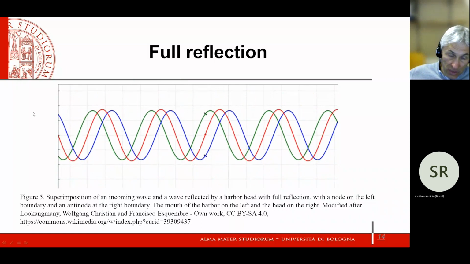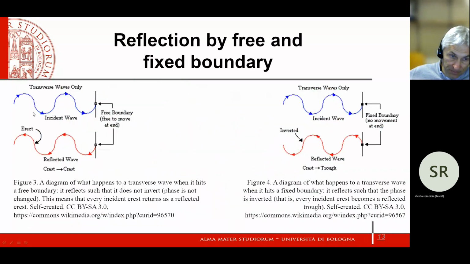And let's look now at the previous figure. Here, you see that there is the case on the left where the boundary is free to move and the wave is reflected with the same phase. So in blue and up you have the incident wave, and in red you have the reflected wave. They have the same phase, meaning that a trough corresponds to a trough, and a crest corresponds to a crest. And this is called a free boundary, because indeed water can go up and down along the wall.